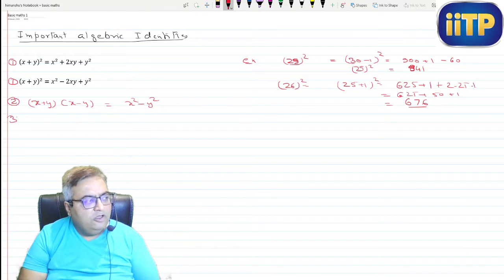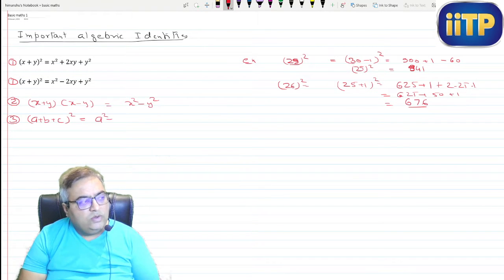Now the third formula for degree 2 will be for a trinomial. Till now we were using only binomials, but we will be using trinomials like a plus b plus c whole square. Till 10th you haven't used this much, but still we are going to use this. a plus b plus c whole square will be equal to a square plus b square plus c square. That means you square each and every term, plus 2 times: first a with b, then a with c, then b with c.